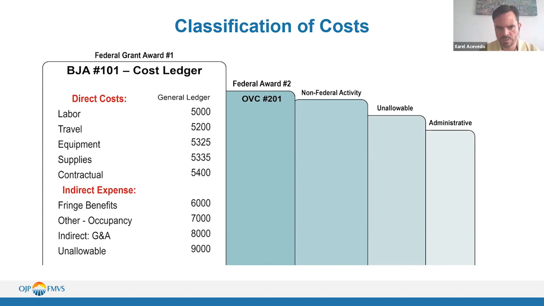In this example, we see that labor starts with 5,000 and goes all the way up to 5,199, where then travel starts at 5,200, okay? You don't have to use these specific numbers. You can use whichever you want, but they do have to be sort of consistent, and they do have to be organized separately for each category, okay?